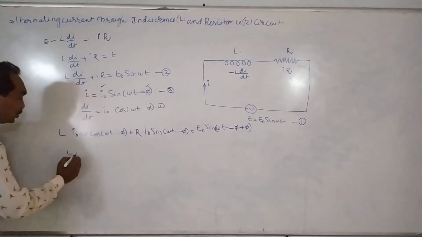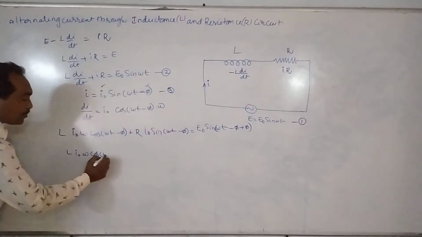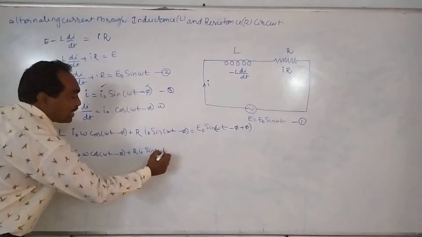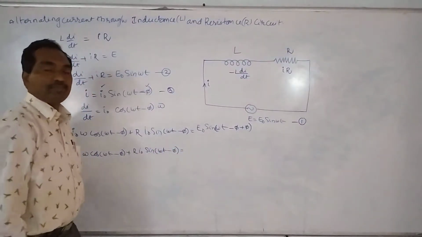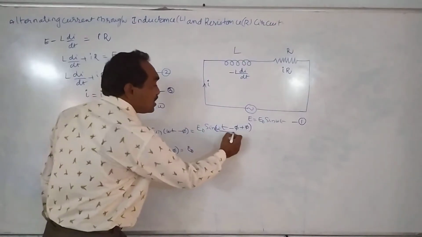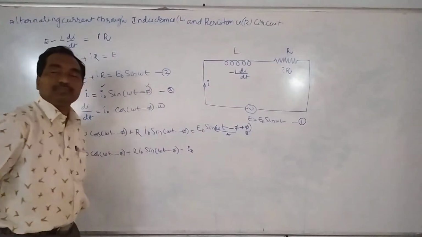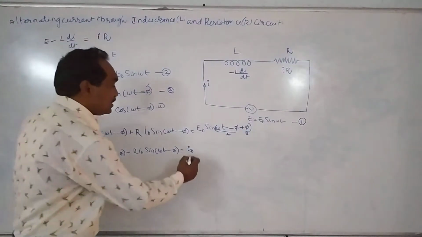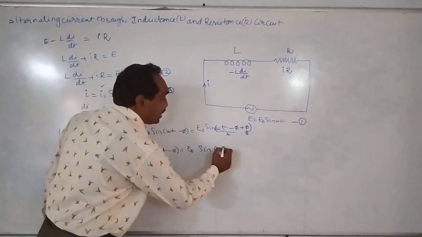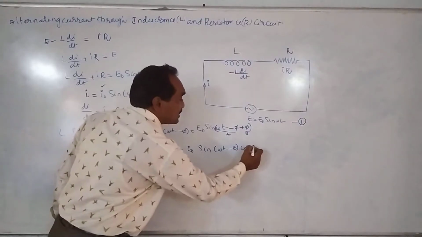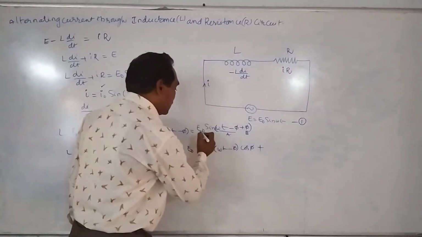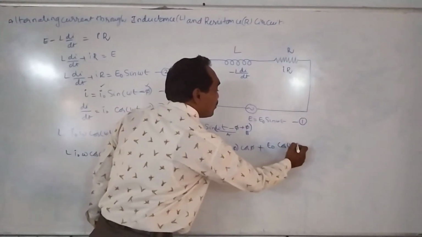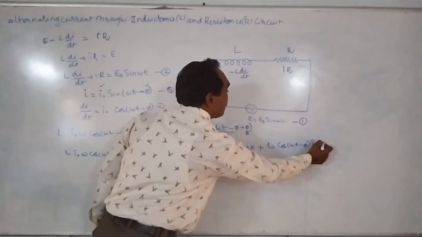So that is L I₀ ω cos(ωt − π) plus R I₀ sin(ωt − π) is equal to E₀ times sin(A + B). Sin(A + B) is sin A cos B plus cos A sin B. That is, sin A, that is ωt − π, cos B, that is cos π, plus there is already E₀ sin A cos B plus cos A sin B, that is cos(ωt − π) sin π.